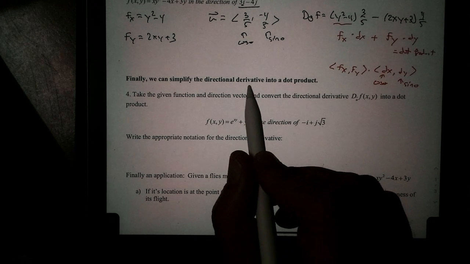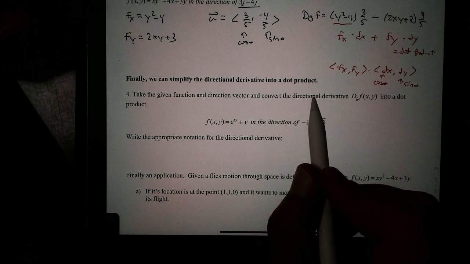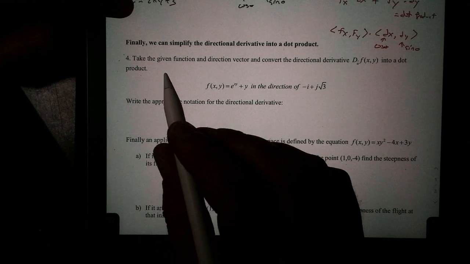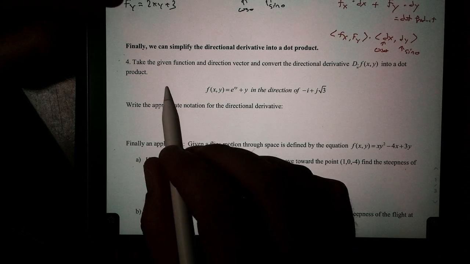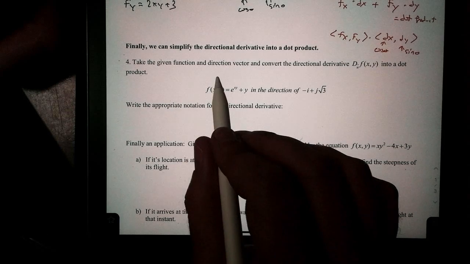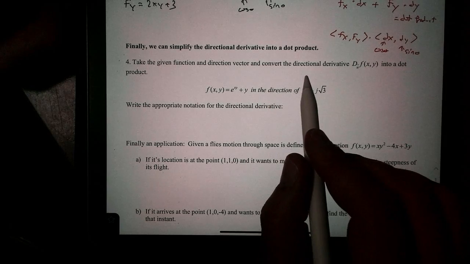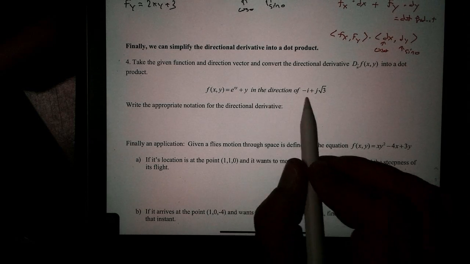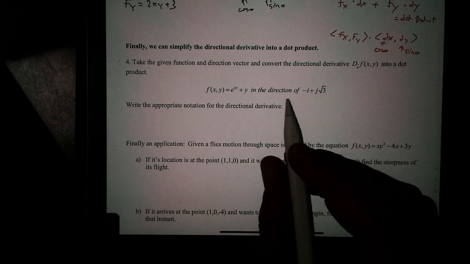Finally, we can simplify the directional derivative into a dot product. So let's take a look at this last example right here. Take the given function and direction vector and convert the directional derivative into a dot product. So here's our function and there's our direction. So it's just like the last one we did.